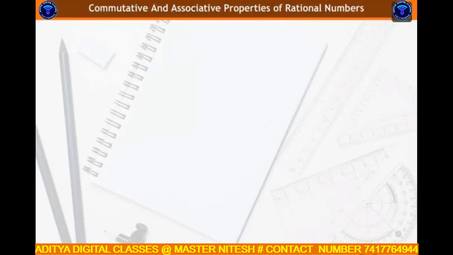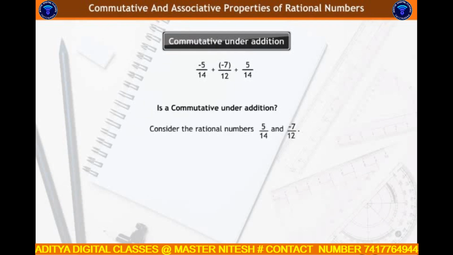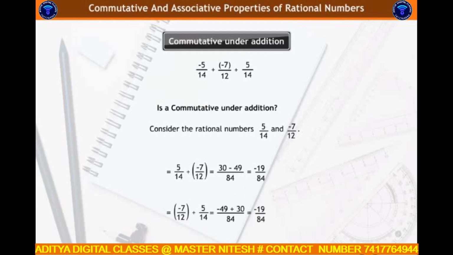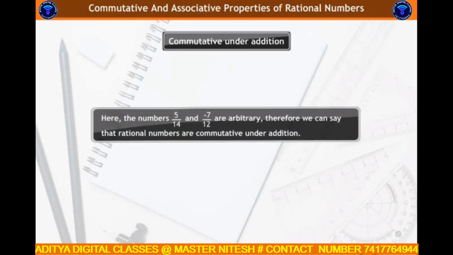Commutative and associative properties of rational numbers. Commutative under addition. Look at this expression. Is it commutative under addition? Yes. Let us try to solve this expression. Firstly, add 5 by 14 and minus 7 by 12. We get minus 19 by 84. Now, solve minus 7 by 12 plus 5 by 14. We get minus 19 by 84 also. Thus, we can say that rational numbers are commutative under addition.